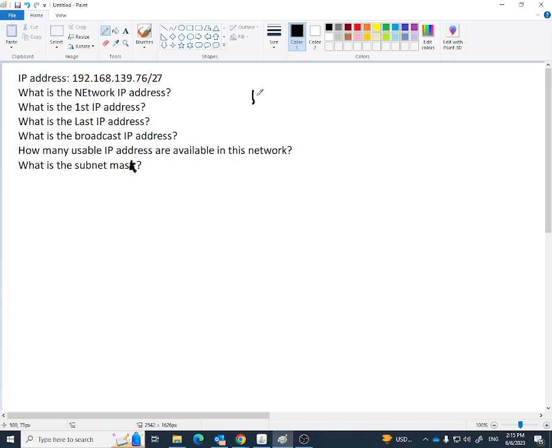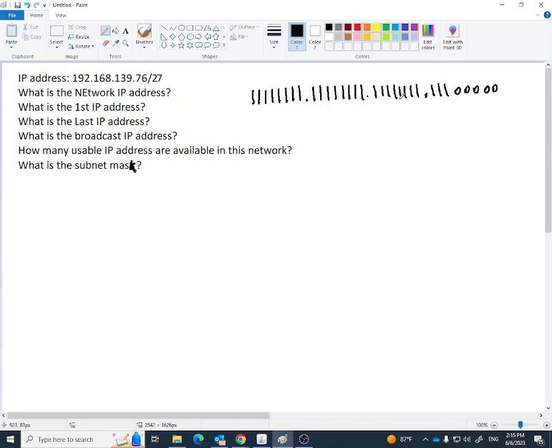So we're going to have 8 ones, followed by 8 ones. Now remember, I'm talking binary here. And then followed by 8 ones, and then followed by 3 ones, and then followed by 5 zeros.